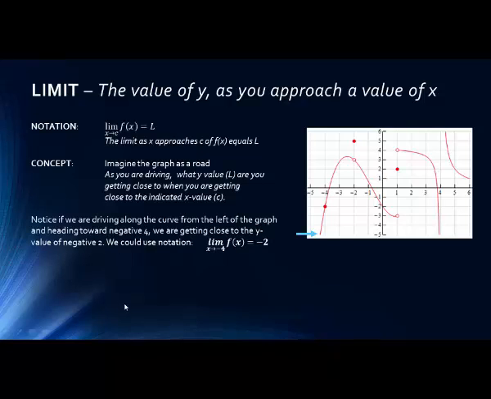So let's look at something here. Notice if we're driving along the curve from the left of the graph and heading towards -4. So we start here and we're going to head up here towards x equals -4. We're getting close to the y value, and the y value here is -2. So we say the limit as x goes to -4 of f of x equals -2. Again, remember we're looking for y values. y equals -2. This is just functional notation.